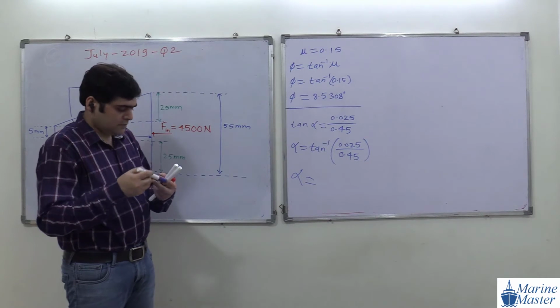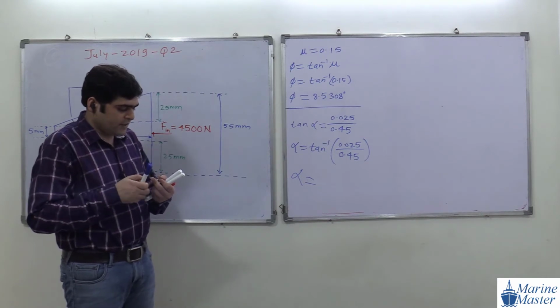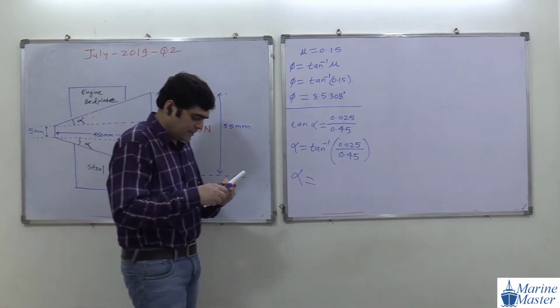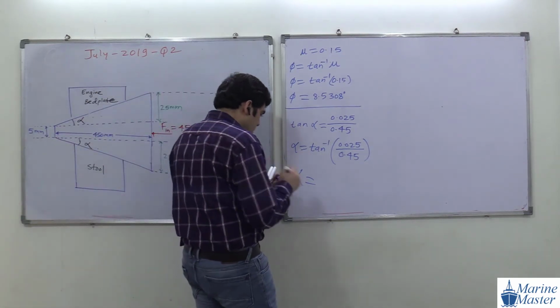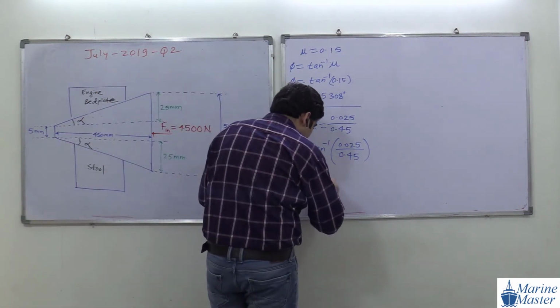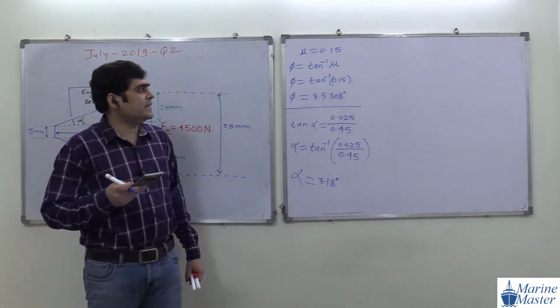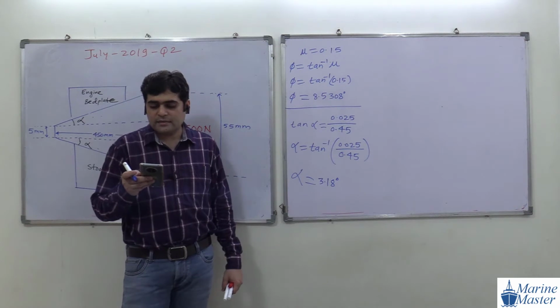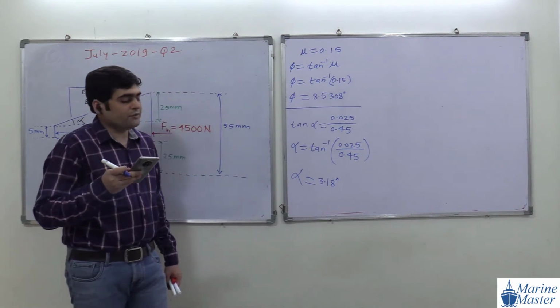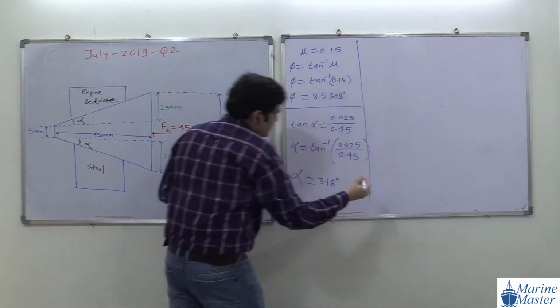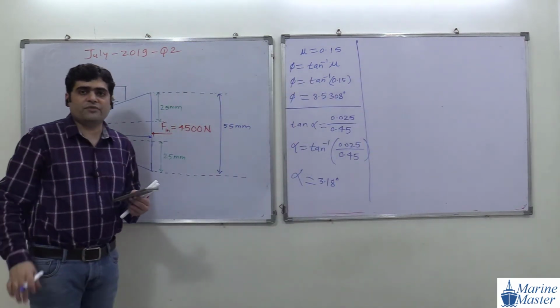3.179. What, guys? 3.1798. So can I take 3.18 degree? Can I take like this? 3.18 degree. Is it okay, guys? Okay. So we got phi and alpha for this question. What we got, guys? We got phi and alpha.